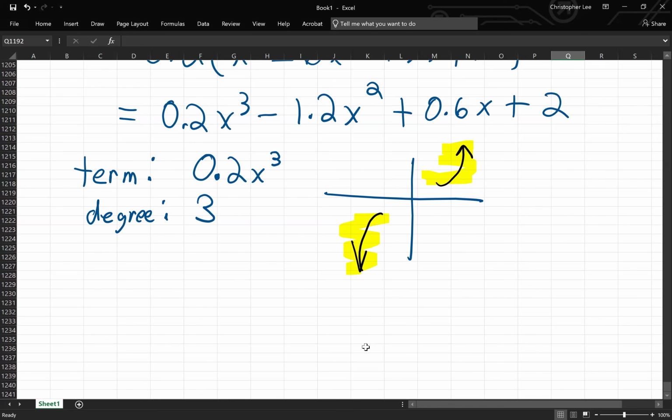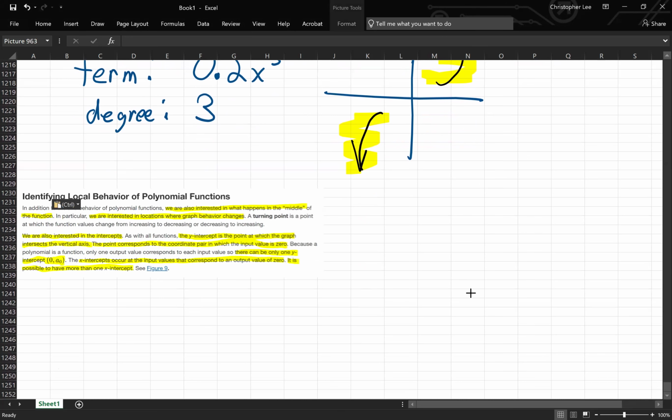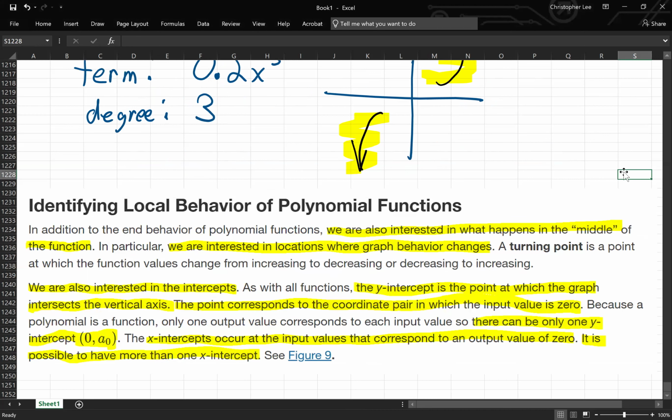But what happens in the middle? Let's talk about that. We call that local behavior. In addition to the end behavior of polynomial functions, we also are interested in what happens in the middle of the function. In particular, we're interested in locations where the graph behavior changes. That's the key. So a turning point is a point at which a function value changes from increasing to decreasing, or decreasing to increasing.